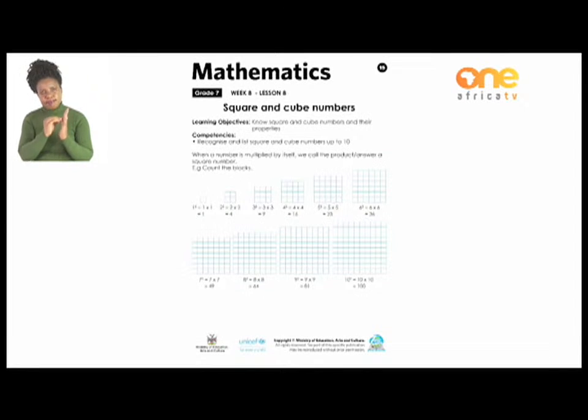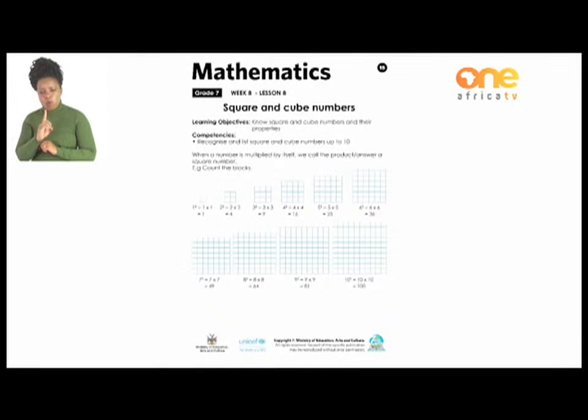When a number is multiplied by itself, we call that the product or the answer a square number. For example, you can count the blocks with the first one there, which is a square, which is just 1, so that is the same as 1 times 1 to give you the product or the square number as 1. So 1 is a square number.